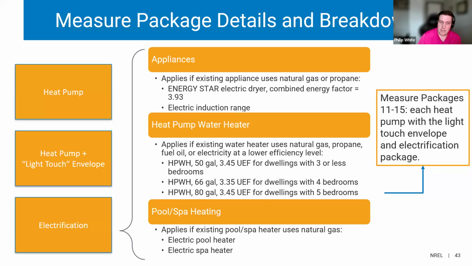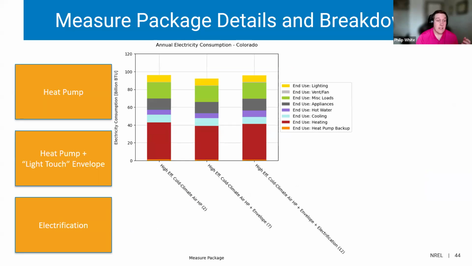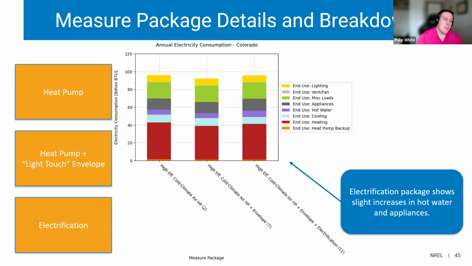So let's look at some example results that include these electrification measures. This figure features the measure packages that include the high efficiency cold climate air-to-air heat pump. So that's measure packages 2, 7, and 12. You can note the decrease in consumption due to the envelope upgrade, and then a slight increase in consumption for the electrification measures. This is due to increases in appliances and hot water end uses.